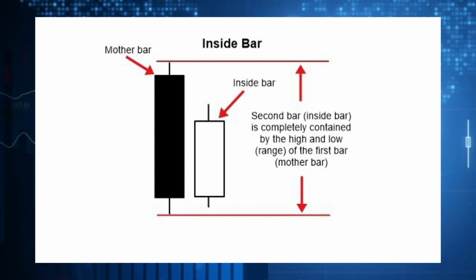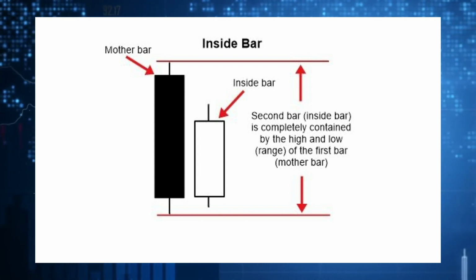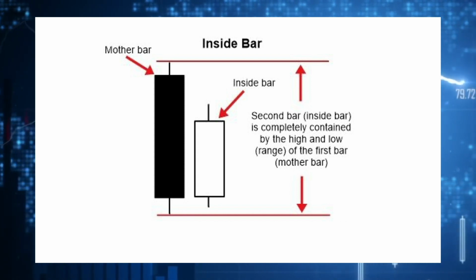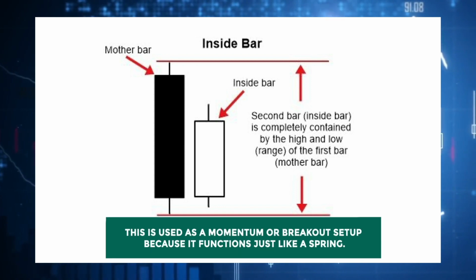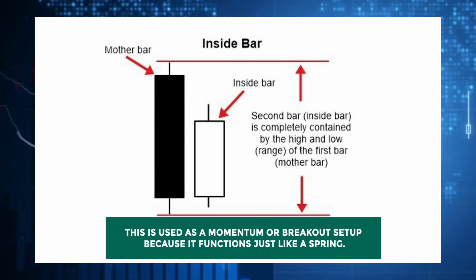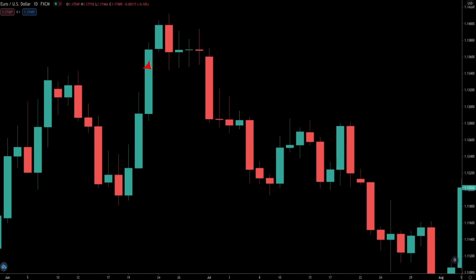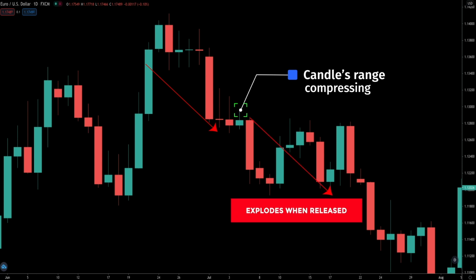As the name suggests, an inside bar is a bar that lies within the previous bar's range. Think of it as the opposite of an engulfing candle. The previous candle engulfs the current candle. This is used as a momentum or breakout setup because it functions just like a spring. You have price moving and then suddenly the candle's range compresses like a spring. And what happens when a spring is compressed? Well, it explodes when it's released. It's the same concept here. When the price is compressed, it explodes subsequently.